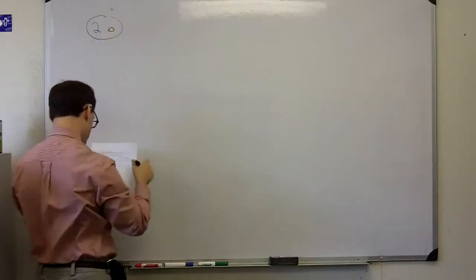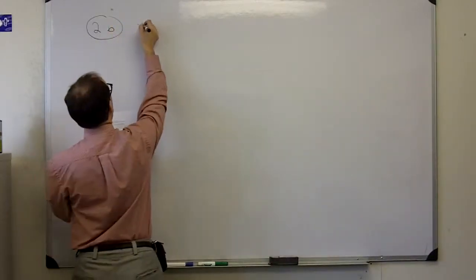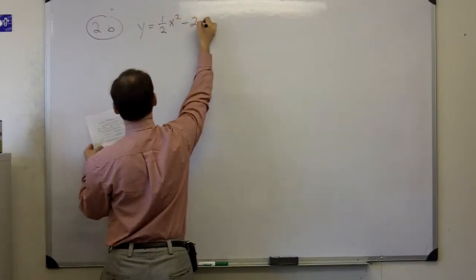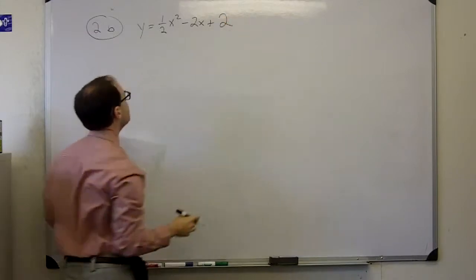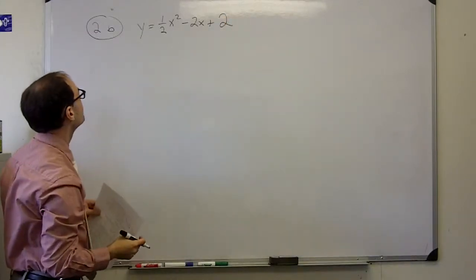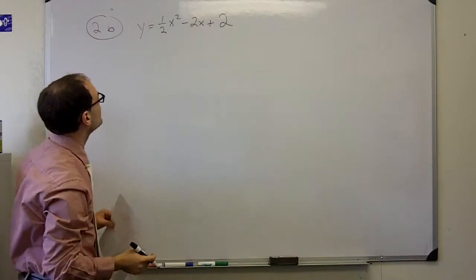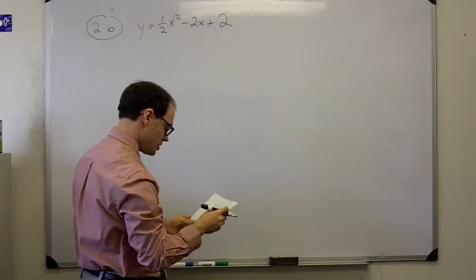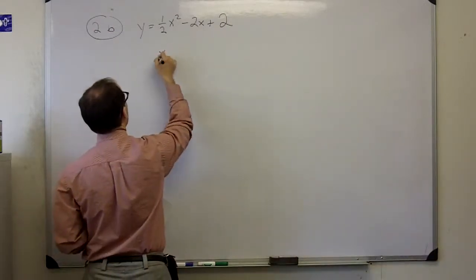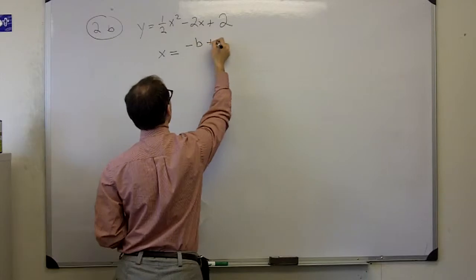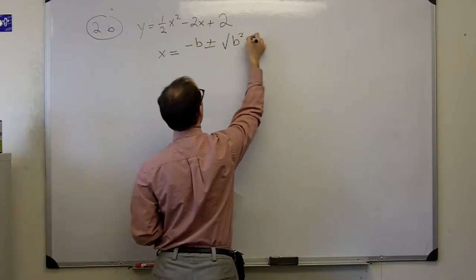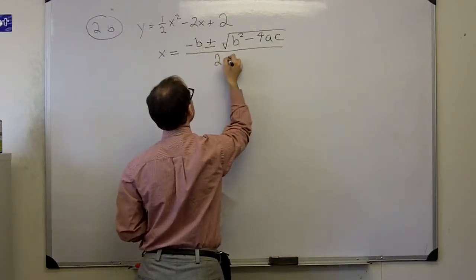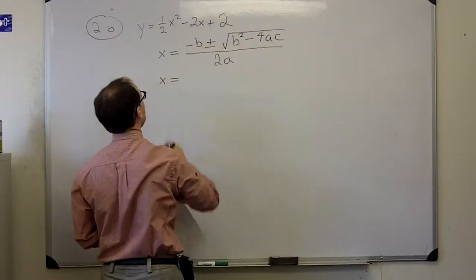So 2b looks like this. It looks like y is equal to 1/2 x squared minus 2x plus 2. Okay. Again, I'm not sure I'm going to want to factor this one outright. So let's see here. Probably what I should do is go ahead and write out the quadratic formula again. Negative b plus or minus square root b squared minus 4ac divided by 2a. Okay, and put in the pieces that I know.